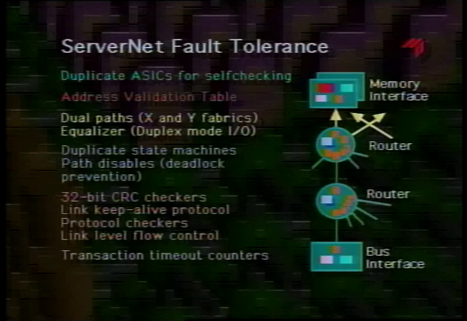The main method for a node to be notified of a problem in the network is through the transaction timeout counters. Every time a read or write transaction is sent through the network, as it's sent, a hardware counter is started. Then if the reply doesn't get back to that node before the timeout counter expires, an error signal causes an interrupt. Then the software can retry over that path, or after a few retries can retry over the alternate path. We also have source validation hardware at the end nodes so that we can detect a node that attempts to illegally access a node it doesn't have rights to access.